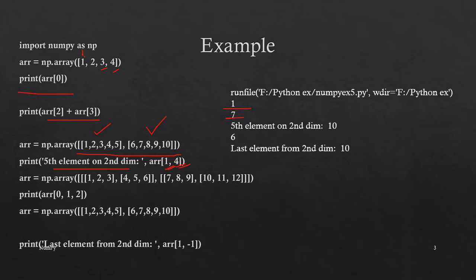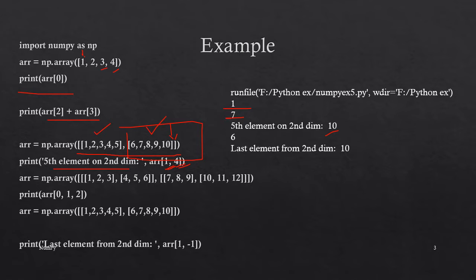Suppose we need to print the fourth element of the first dimension. So the parameters will be like this, if the array name is arr: 0, 3. So for the fifth element of the second dimension, this part is considered as the second dimension, and which is the fifth element in that second dimension? 10. See, the result is 10.